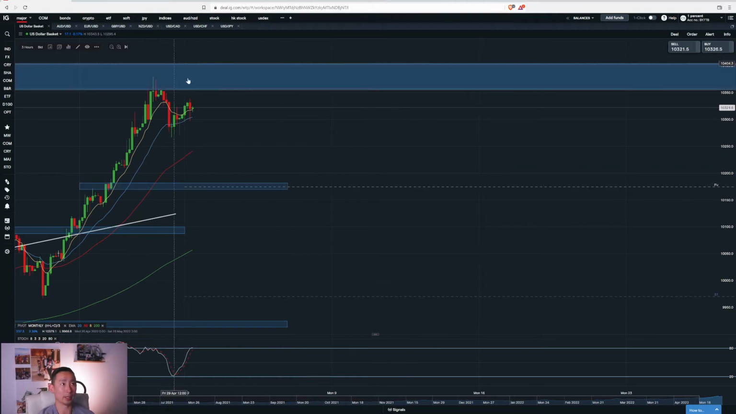10175 would be an area that I would look for to go long. So keep an eye on that on dollar index.